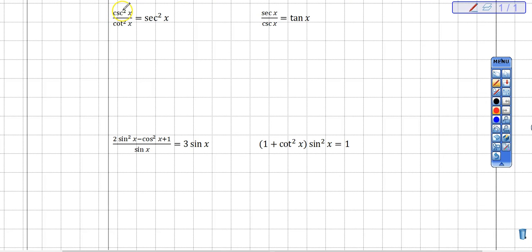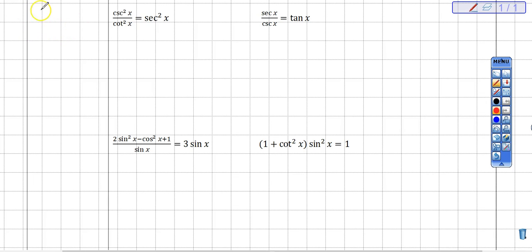So this is cosecant, and this is cotangent. And cotangent's in the denominator, right? So if I want to bring cotangent out of the denominator, what do I change it to? Could I change it to tangent? Yeah. Is cosecant times tangent the same as cosecant over cotangent?